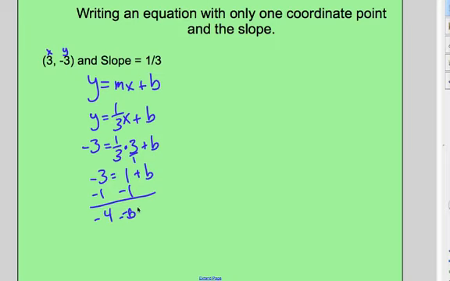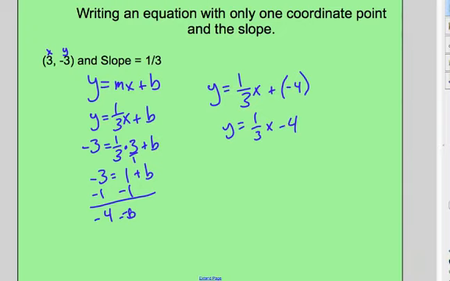And so now I have everything I need. I've got my slope, and I also have my y-intercept. Write my equation out. y equals 1/3 x plus a -4. And of course, if you don't like to have the plus a -4 in there, you could always simplify it down to 1/3 x minus 4. So that's how you do it.